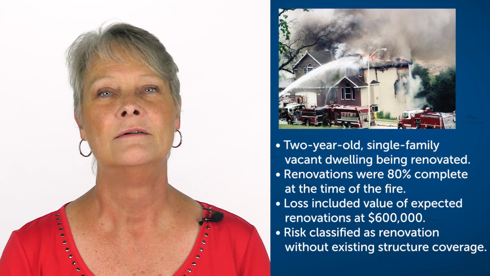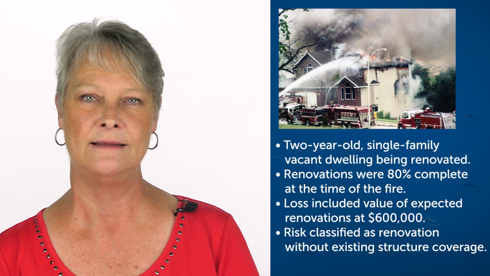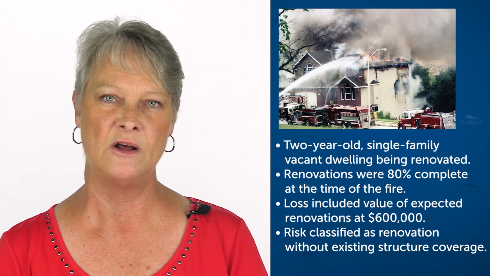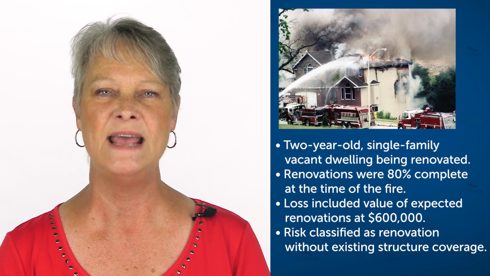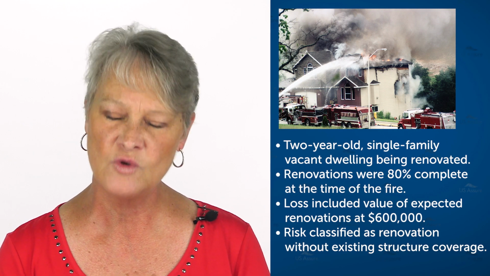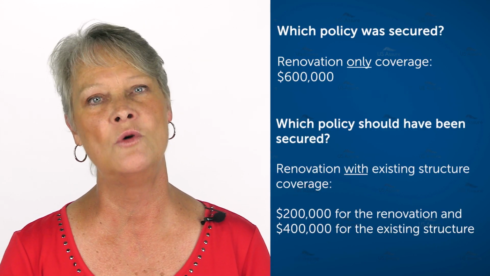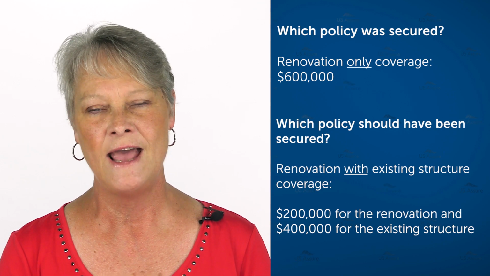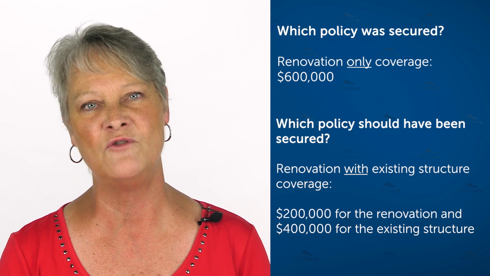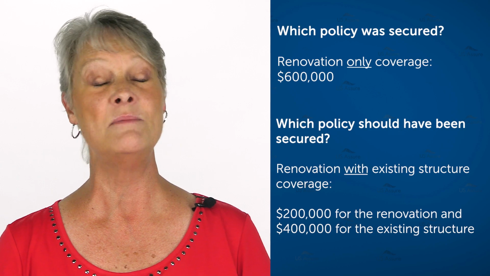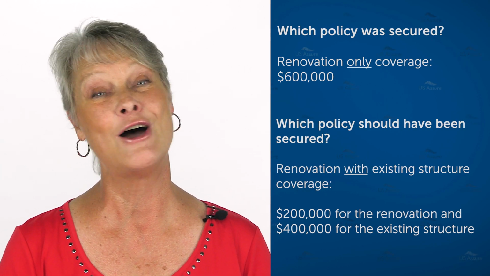Fire occurred, and the claims adjuster started digging in. When they got the estimate on the damage, most of the damage was done to the existing structure. Well, the limit was $600,000. The $600,000 was made up of $200,000 for renovations and $400,000 that was supposed to be for the existing structure. They had the limit right, but they didn't select the coverage right.